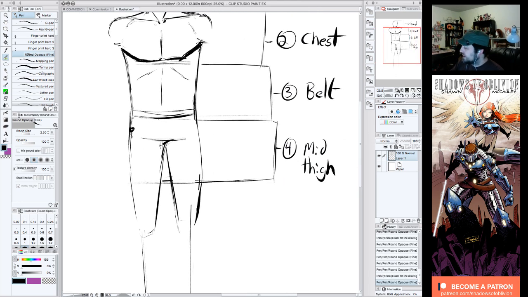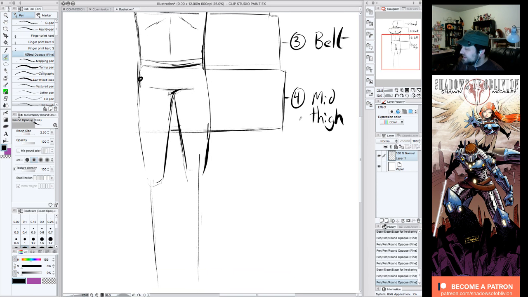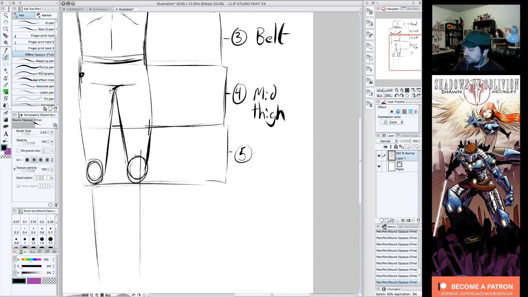And if the fourth head length is in the middle of the thighs, that means the fifth head length is going to be right here, and that's going to be the bottom of the knees. So I'm going to draw two circles here. These are going to represent our knees. And so this fifth head length is right at the bottom of them. Bottom of knees.